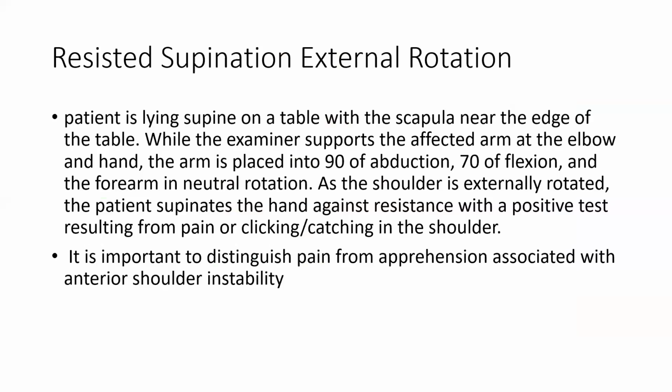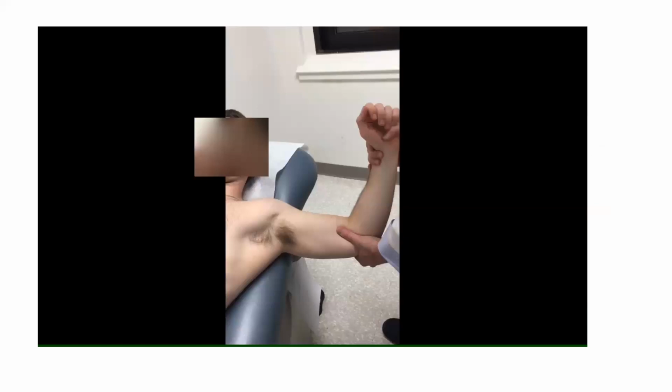Then the resisted supination external rotation test. The patient is lying supine on a table with the scapula near the edge of the table. The examiner supports the affected arm at the elbow and hand, and the arm is placed in 90 degrees of abduction, 70 degrees of forward flexion, and the forearm in neutral rotation. And then we externally rotate the shoulder. The patient supinates the hand against resistance. So in this position, the patient is asked to supinate the arm. While supinating the arm, if the patient experiences pain or any click, then it is a positive test.